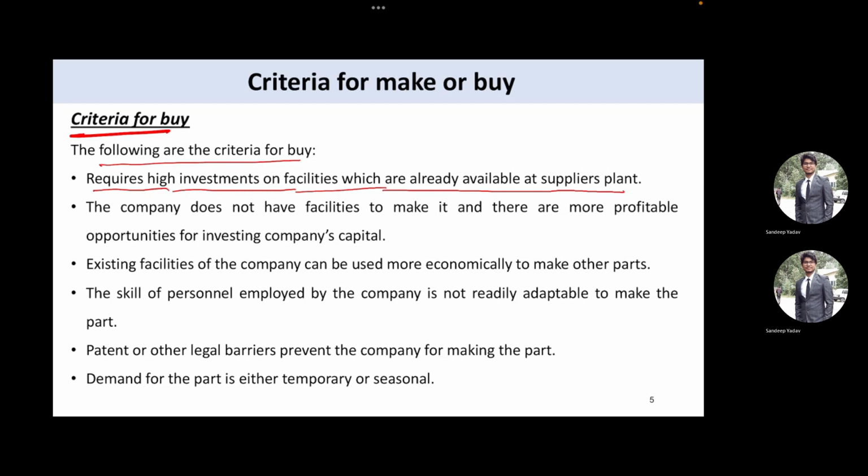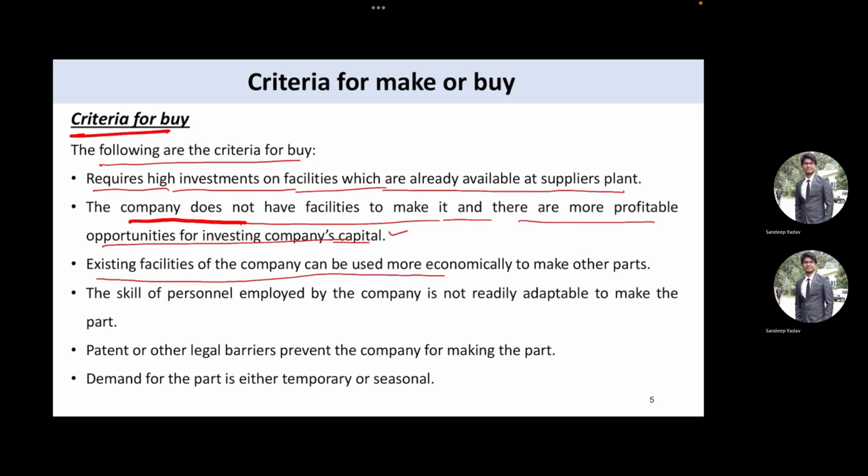You should not invest much for a single product if it is available from the supplier's side. So we should not invest in high machinery or high investment cost if the company does not have facilities to make it. There are more profitable opportunities for investing the company's capital. We can use that capital in some other profile and expand our businesses with it, but it is not advisable to invest that much amount in making that single product only.